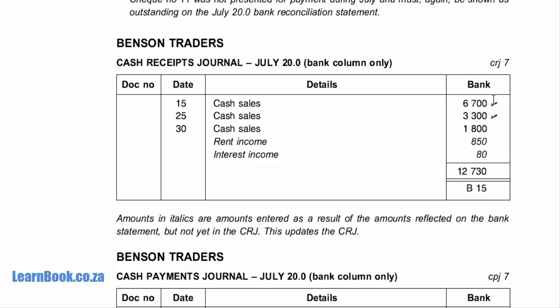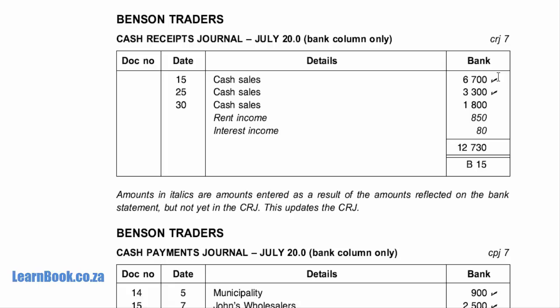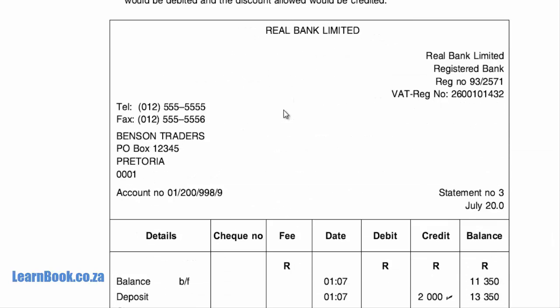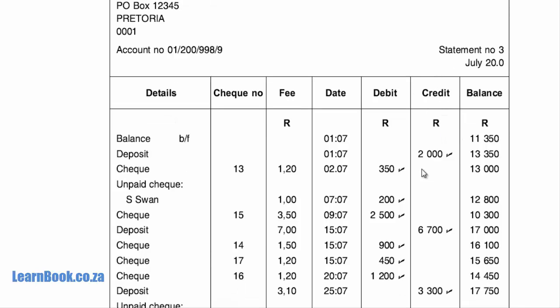Let's have a look at the cash receipts journal first, then we'll go to the cash payments journal. In the cash receipts journal, here we see that 6,700 is on the date of 15th, and that's a cash sale. So we note that on the bank statement from Real Bank Limited, your credits are your CRJ and your debits affect your CPJ. So credits will be all the income that's coming into the bank and increasing the bank account, whereas your debits are leaving your bank account and decreasing the totals.